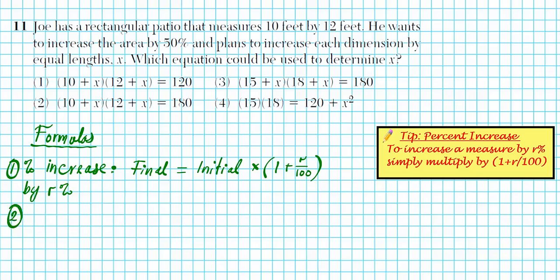The second formula we're going to be using in this problem is your simple area formula. The area of a rectangle is given by length times width.